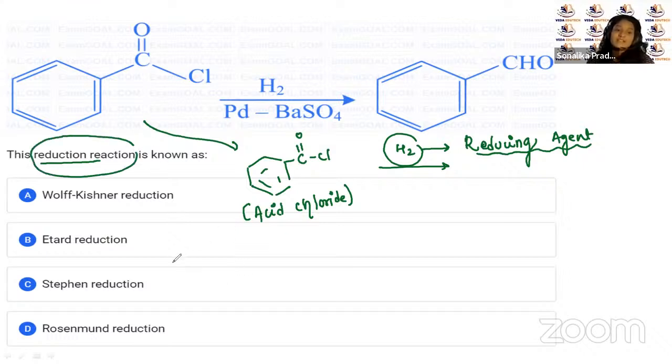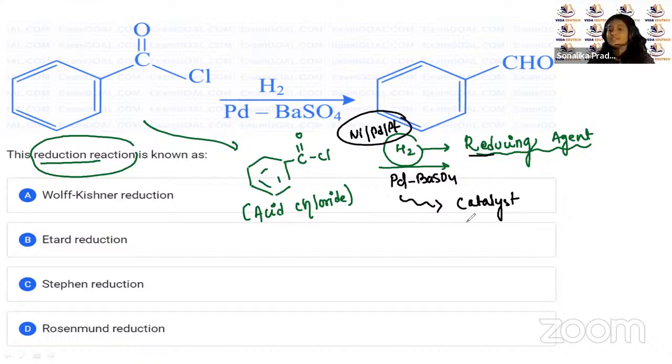Anywhere reduction is not written, that would have been the answer, but everywhere here reduction is written, so we cannot use that as a trick. This is going to be a reducing agent, we know that. Now, children, what is this Pd and BaSO4? This Pd is used as a catalyst in this reaction, because in general we use hydrogen with nickel, palladium or platinum. So this is being used as the catalyst.